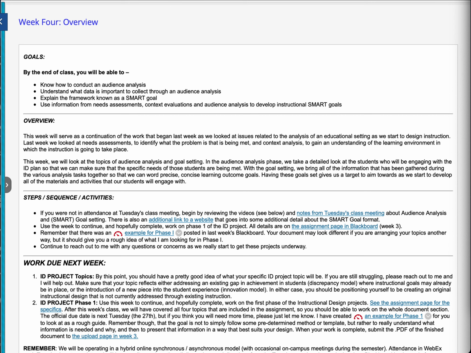We've analyzed the need, identified what the problem was, and found out what the need is. We have looked at the context that the instruction is going to take place in. So what's the environment? What are the standards that are being taught under? Those sorts of things. And then with the addition this week of looking at the audience assessment, where we're looking at the actual students that are going to be taught, at that point, we should then be able to actually develop the goals for instruction, the things that we want the students to be able to do or know.